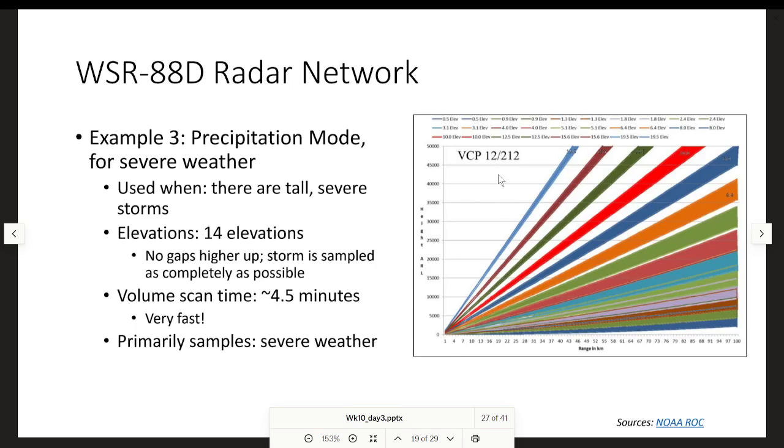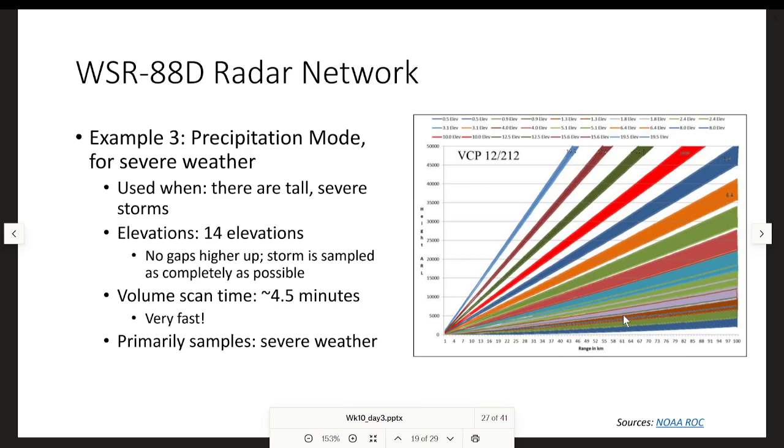And then this is VCP 12 or 212. So this is the mode I was talking about. This is precipitation mode for severe weather. So when there's tall, severe storms, it will scan all 14 of these elevations, and there's no gaps at the higher level. It's sampled as completely as possible, so it will actually scan these lower levels several times.